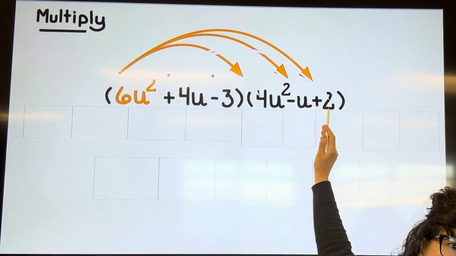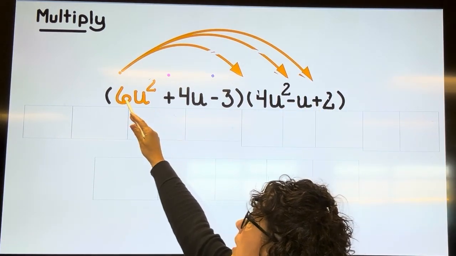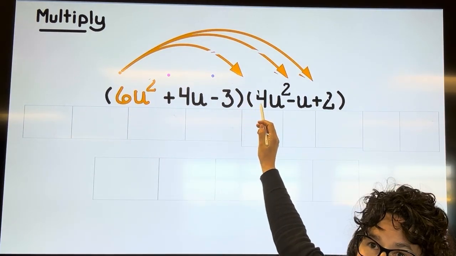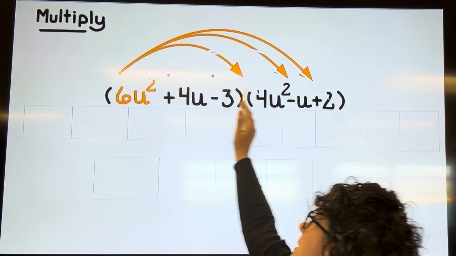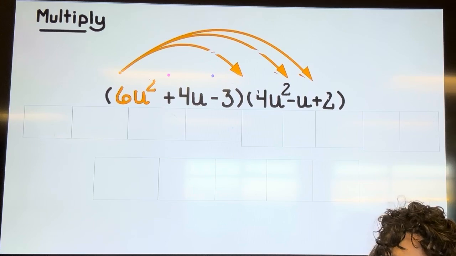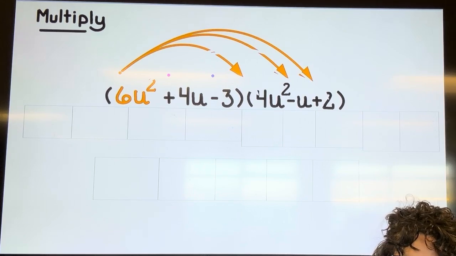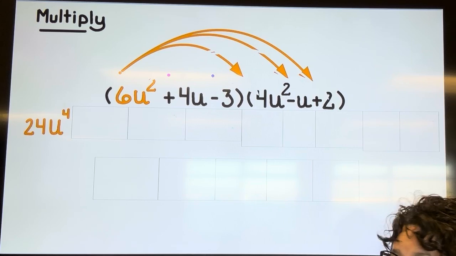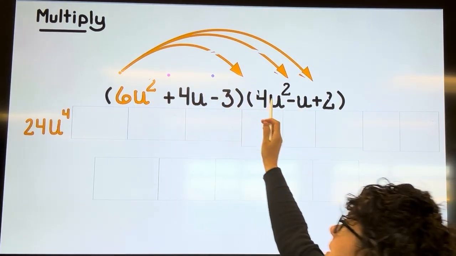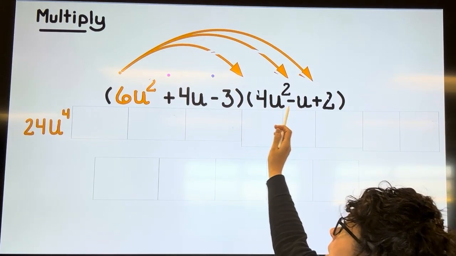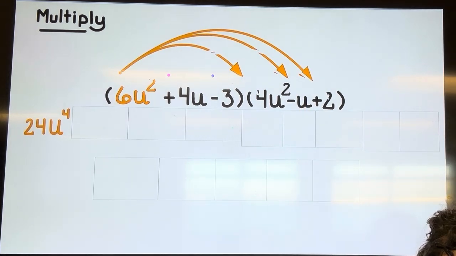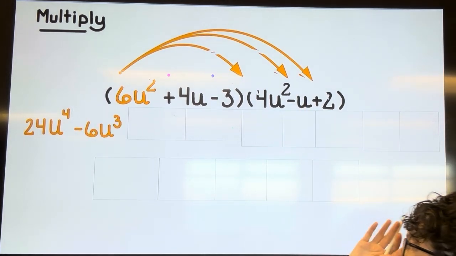So I'm going to take 6u squared times this one, 6u squared times this one, and 6u squared times this one. Starting off with this one, a positive times a positive is positive, 6 times 4 is 24, and u to the second times u to the second, when you have like bases, you add exponents, so that's going to be u to the 4th. So I have 24u to the 4th. Then I'm going to take 6u squared times negative u. A positive times a negative is negative. And then we have 6. And then u squared times u is u to the 3rd. So I have minus 6u to the 3rd.